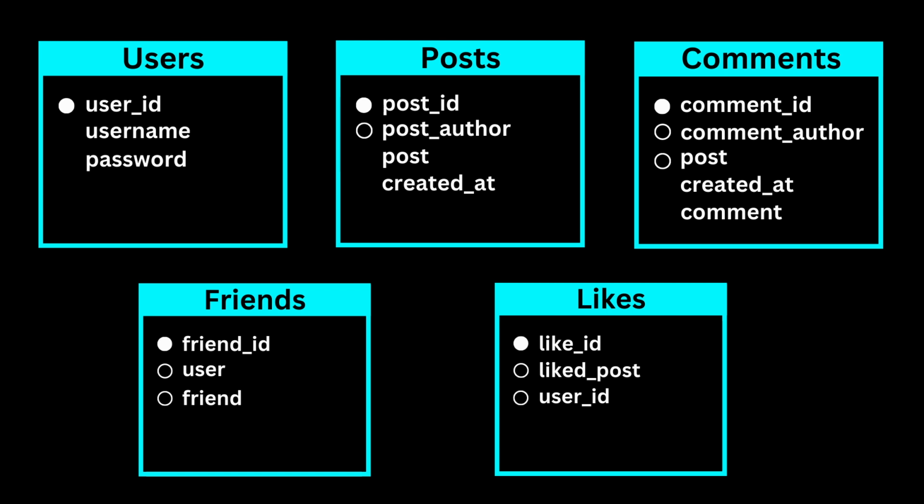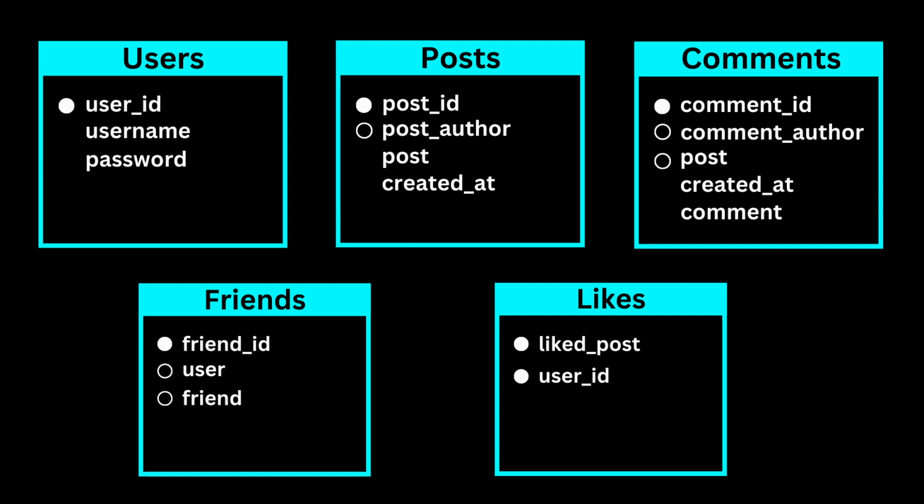Now we can actually make the likes table a little more simple. We can remove the liked ID primary key and make both the liked post and the user ID collectively the primary key. This is called a compound key. A compound key is when you use two or more foreign keys and use those together to form a unique primary key.